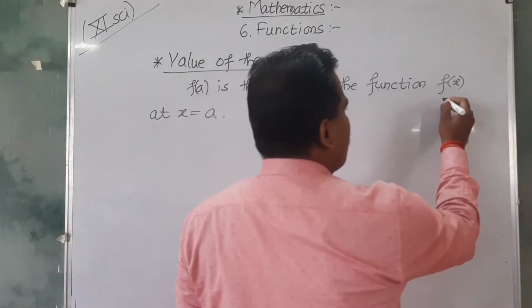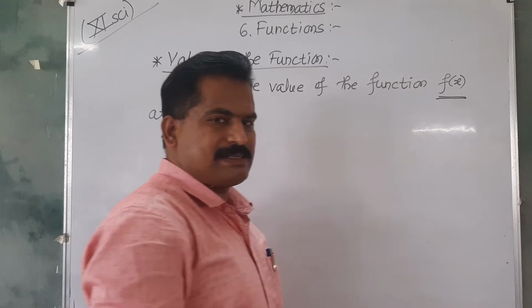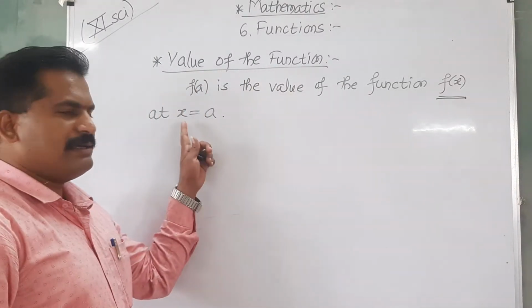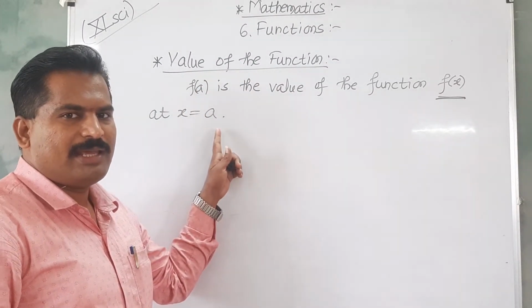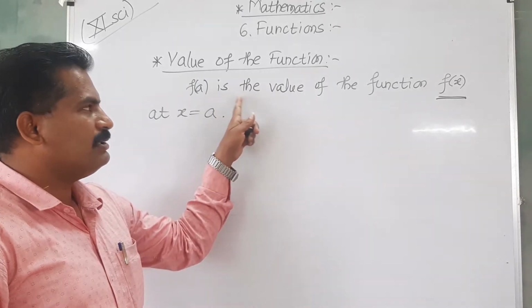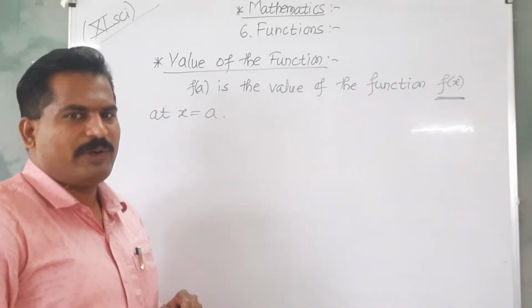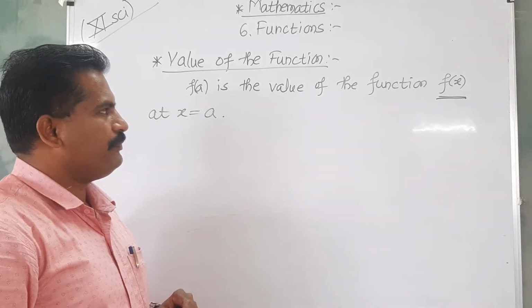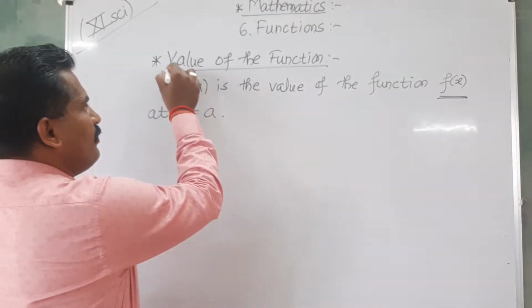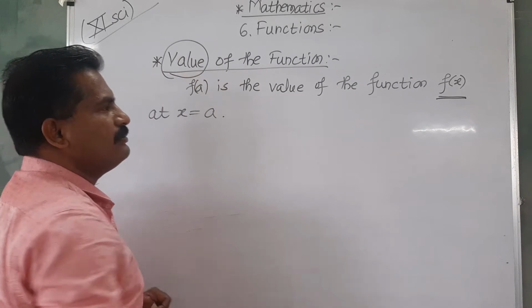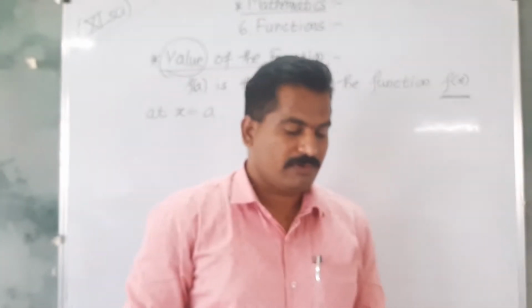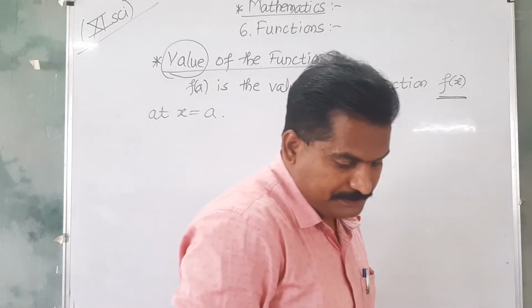Here the function is f of x. By replacing x is equal to a, we get the value of the function at point a. It is called the value of the function. Now we take one example.